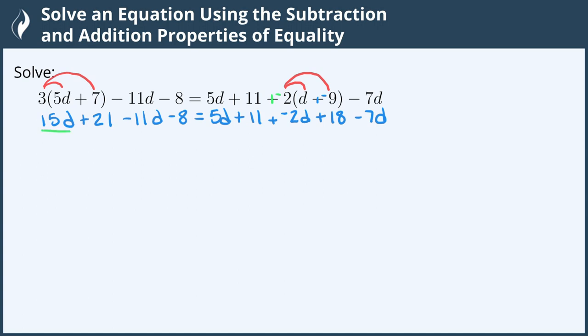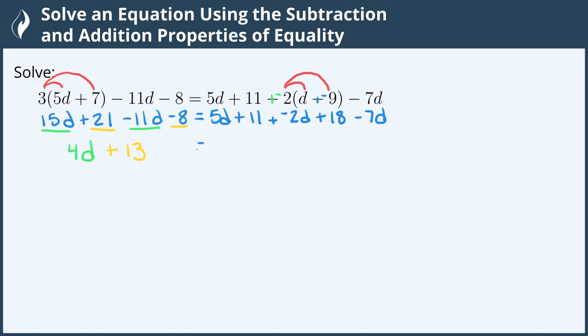Here we have 15d and 11d on the left side. So we can combine those to give 15 minus 11 is 4d. And then we can combine the terms without any variables. 21 minus 8 gives us positive 13.